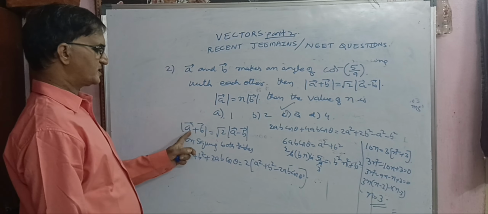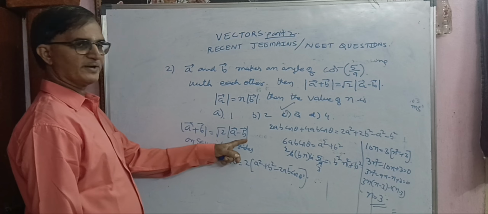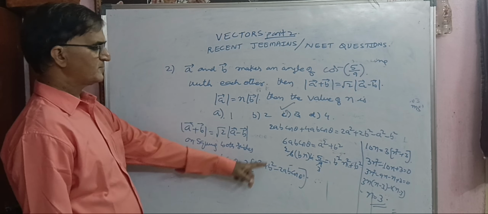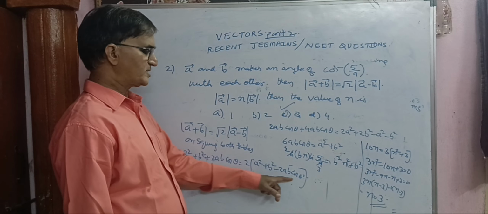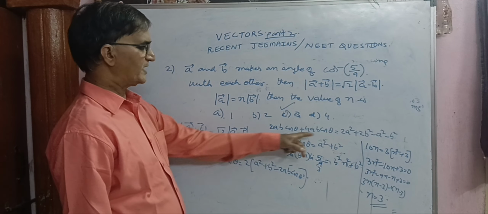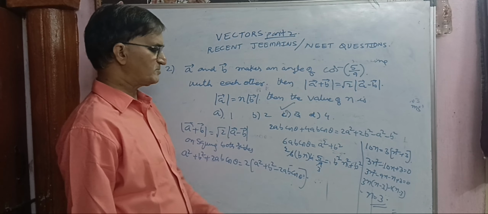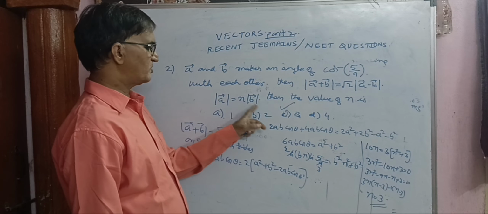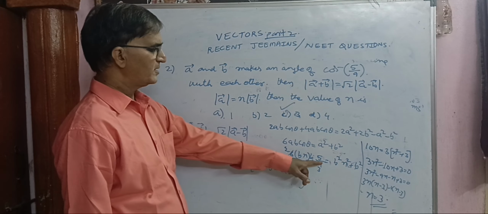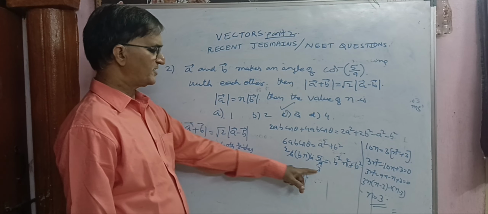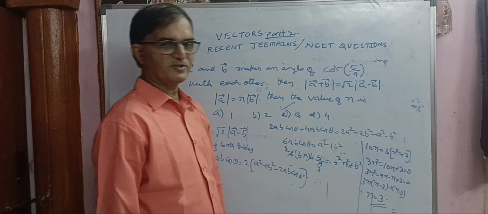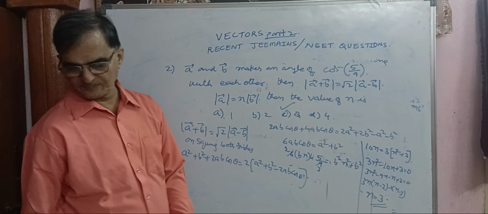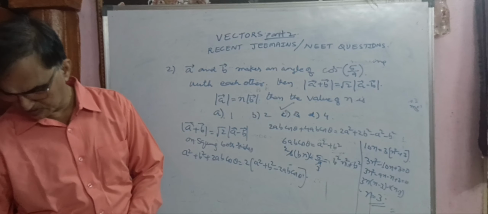So follow it. Modulus of a plus b is equal to root 2 times modulus of a minus b, squaring both sides, and since they are vectors, a square plus b square minus 2ab cos theta, which we expanded here, 6ab cos theta is a square plus b square. We are substituting a is equal to nb here. Then the terms get cancelled, cross multiply, and on simplification you will end up with n is equal to 3. Okay, this is another question.